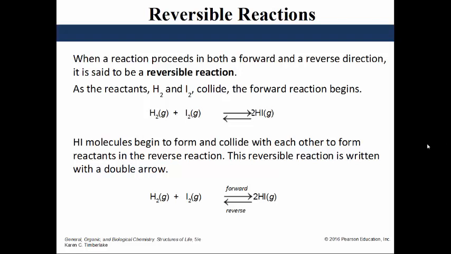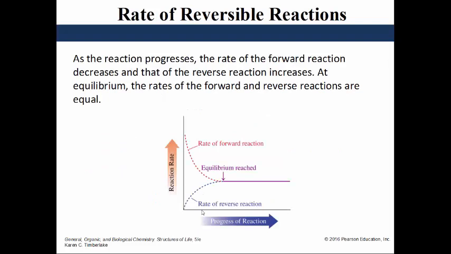So what you're really getting with a reversible reaction is a synthesis reaction going forward, and then a decomposition reaction going backwards. And it goes back and forth, back and forth. Now, as the reaction progresses, the rate of the forward reaction will get slower and slower, and then the rate of the reverse reaction will increase.